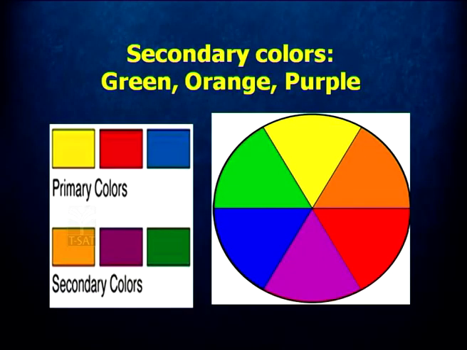And when you combine two primary colors, you get another color which is called a secondary color. So from the combination of primary colors, we get secondary colors, and the secondary colors are green, orange and purple. When you mix yellow and blue, you get green. When you mix red and yellow, you get orange. When you mix blue and red, you get purple.